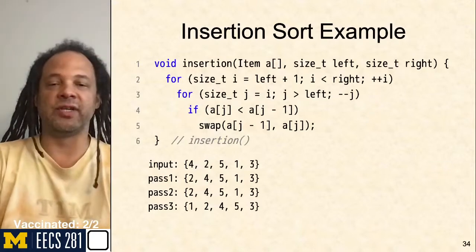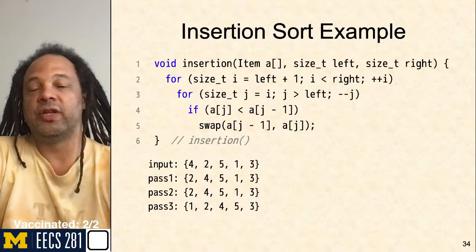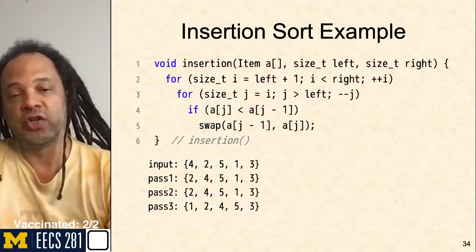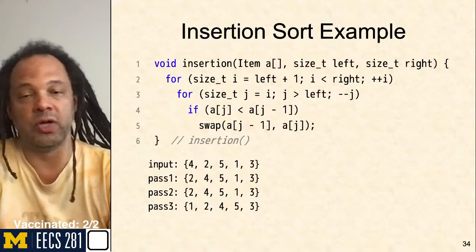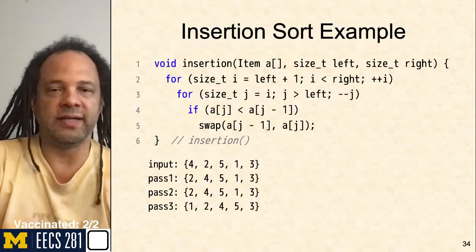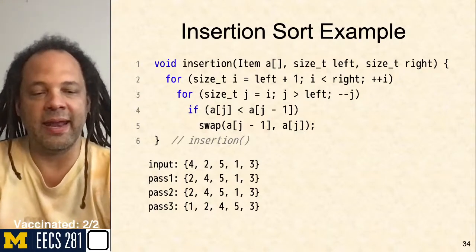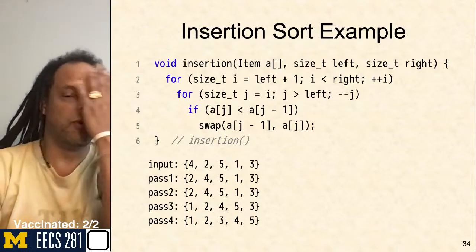Our last pass just needs to put the last item into place. It's the 3. It should either stay where it is, it should go before the 5, it should go before the 4, it should go before the 2, or it should go before the 1. And that's what this inner for loop with the if check does. It says, should I move it forward? And it turns out that I should. I end up moving that one in there.